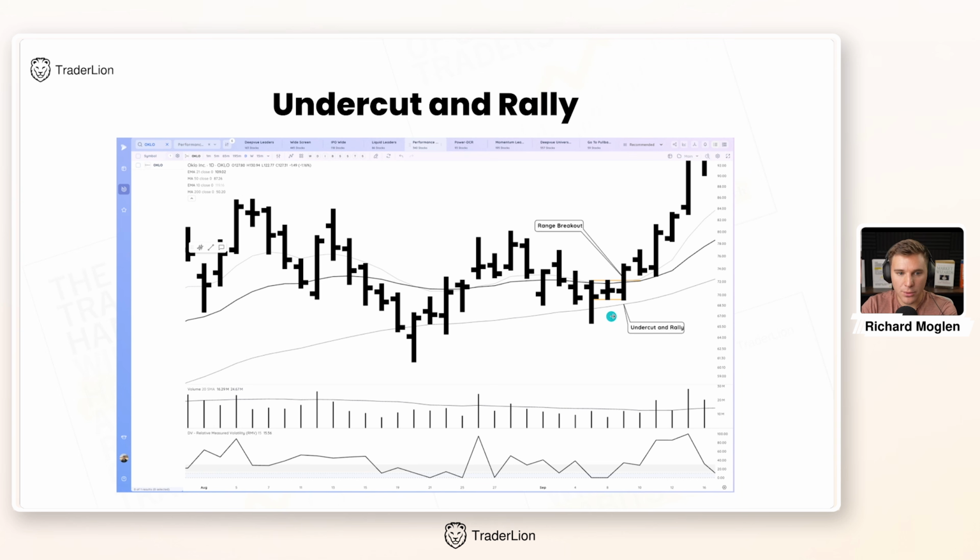So here's an example with OKLO. This is pretty subtle, but this is an undercut. You've got this mature base. We've got a move up the right-hand side. We're pulling back into the moving averages. We have a big upside reversal showing demand. Then we get a tight setup inside bar. Actually, I'm not sure if this is an inside bar exactly, but it's in the spirit of an inside bar.